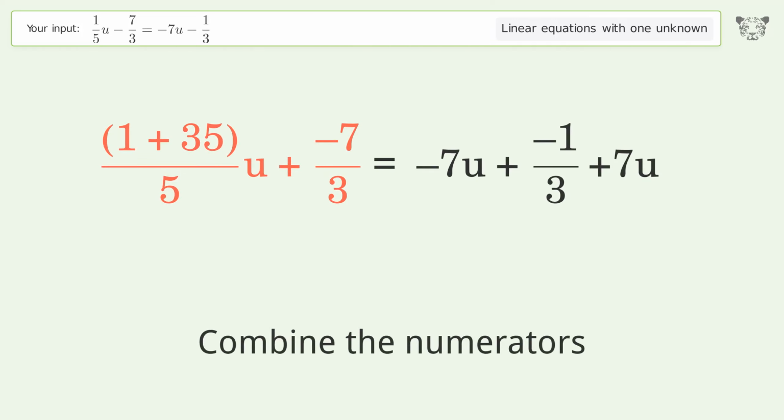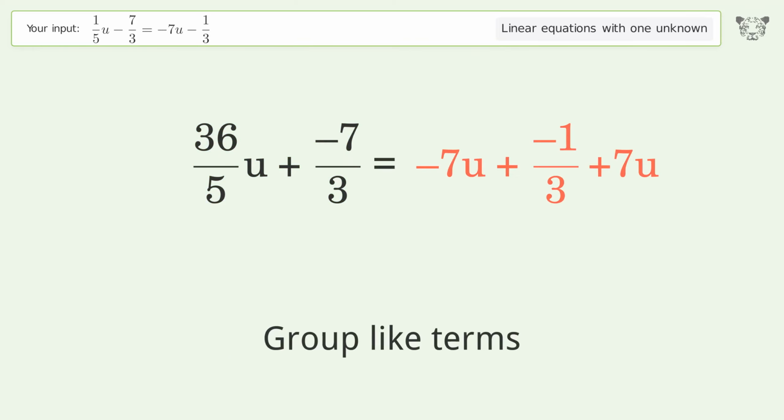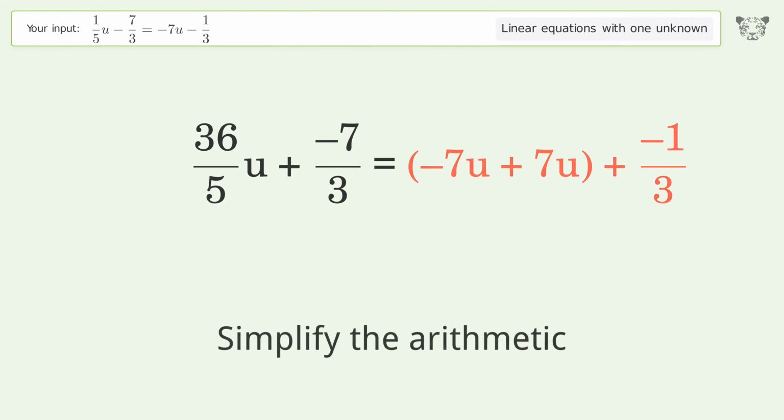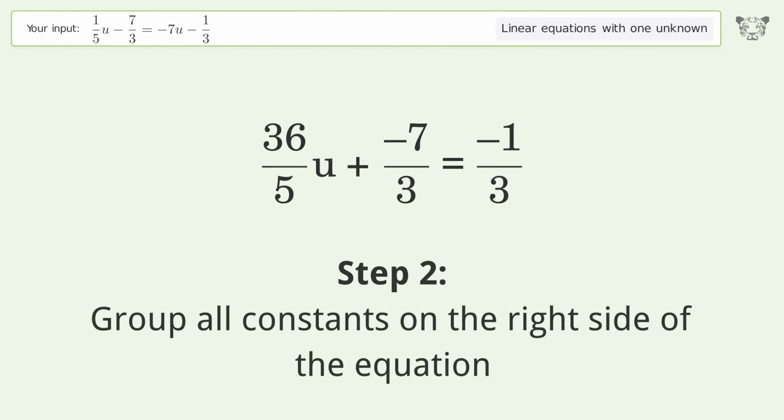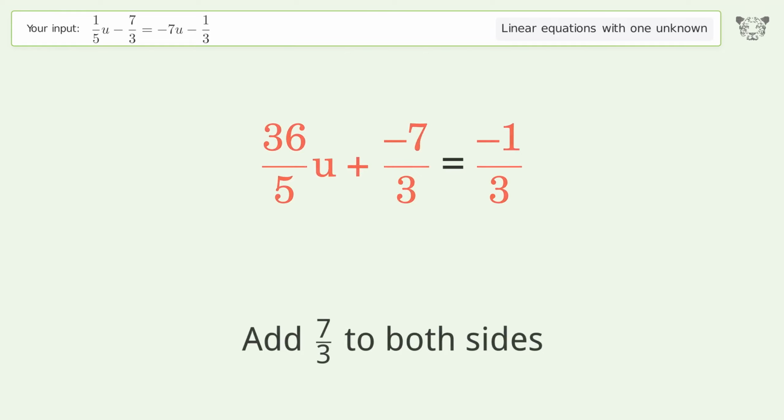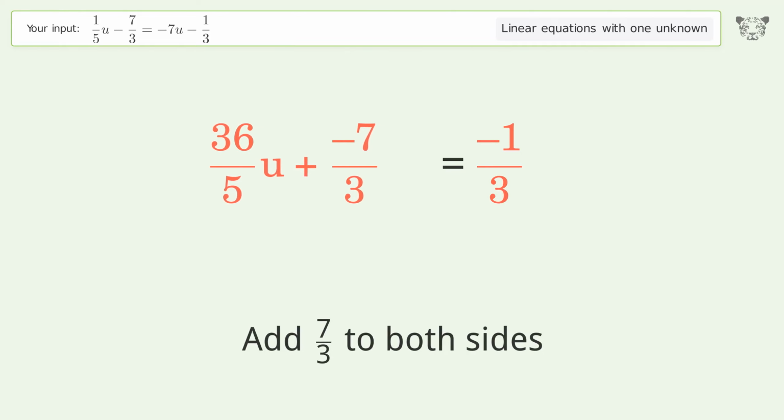Combine the numerators. Group like terms. Simplify the arithmetic. Group all constants on the right side of the equation. Add 7/3 to both sides.